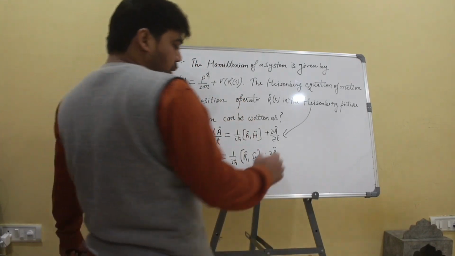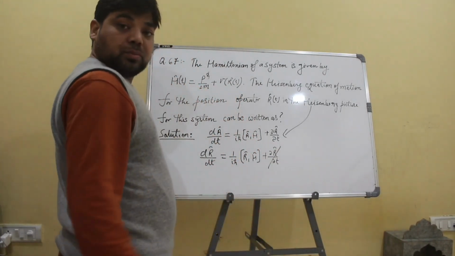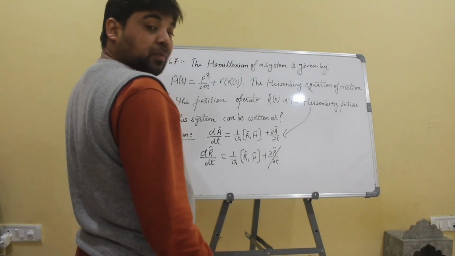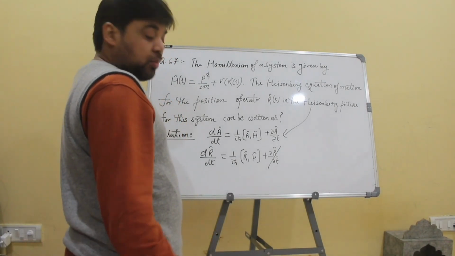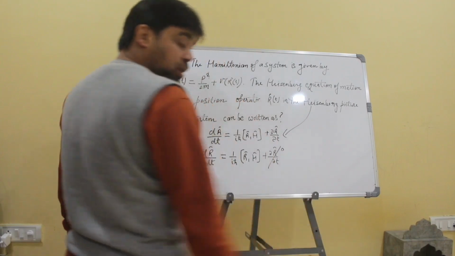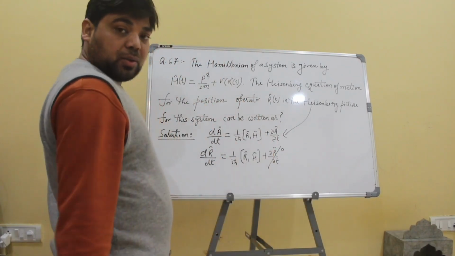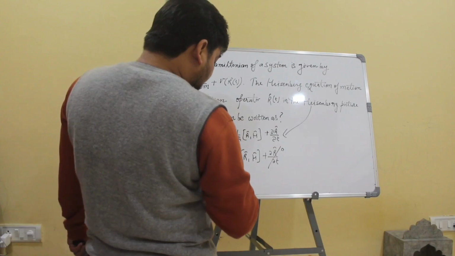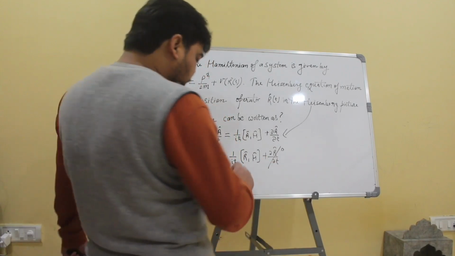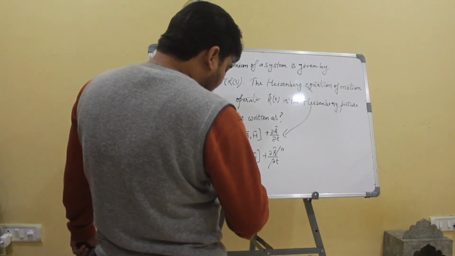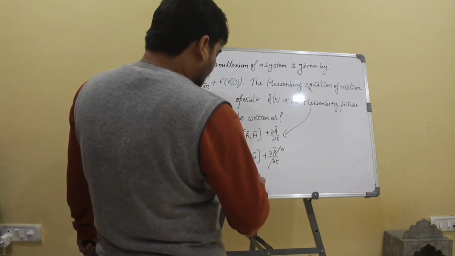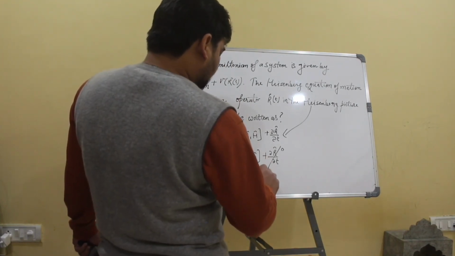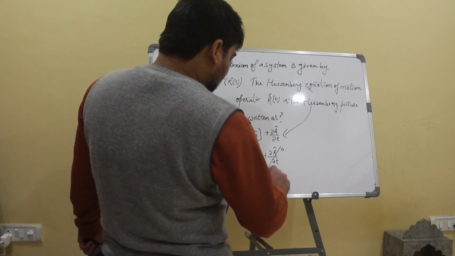But remember that this term only survives when the operator explicitly depends on time. But here it doesn't explicitly depend on time, so we are equating it to 0. So it will vanish obviously. Now let us calculate this commutator. It says 1 upon i h cut, the commutator of r and p square by 2m plus V of r.